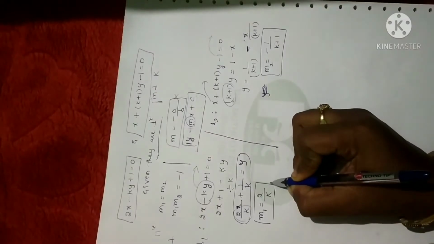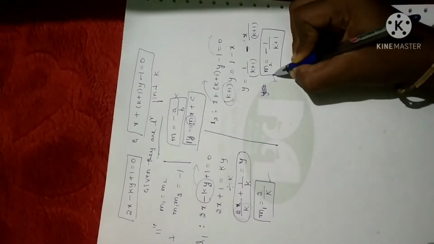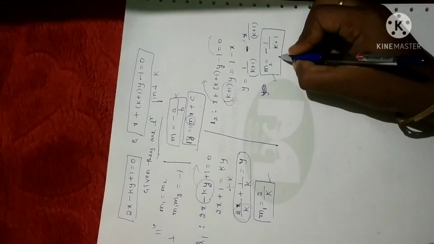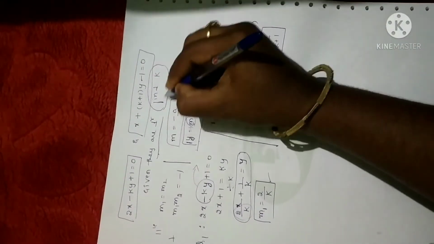Now I have obtained the values of m1 and m2, but we have a variable k in both the slopes. Our aim is to find the value of k.